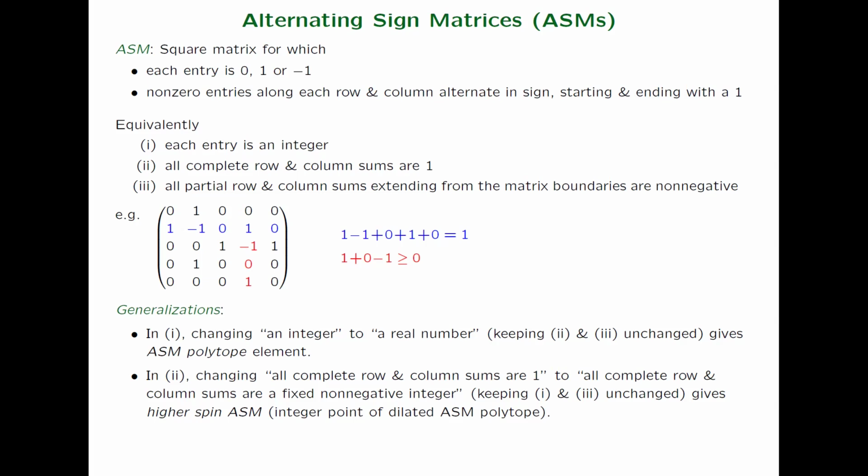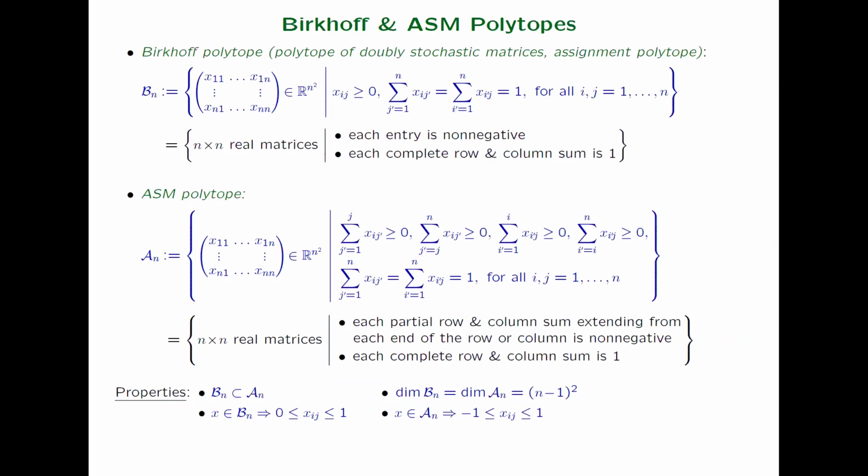If, on the other hand, we look at condition 2, but keep condition 1, so we're then looking at still having integer entries, but now all complete row and column sums are non-negative integers, then we get what are known as higher spin ASMs, which are integer points of the dilated ASM polytope. Good, so we've done this, but let's do this just a little bit more in detail, just because these are very important definitions for this talk.